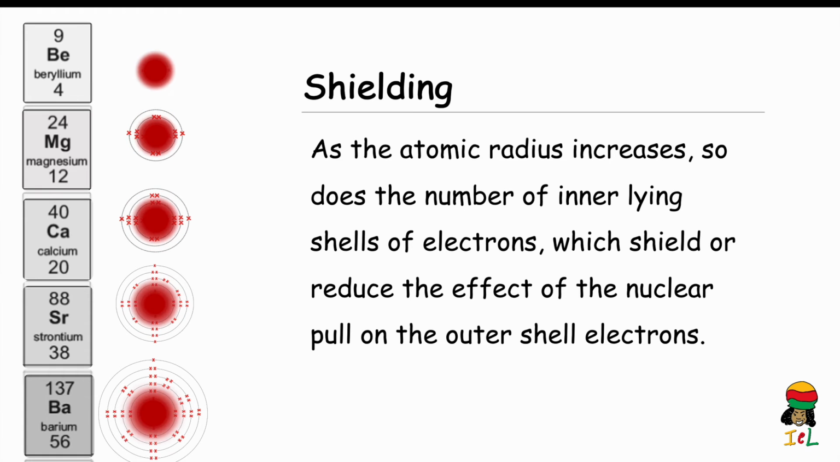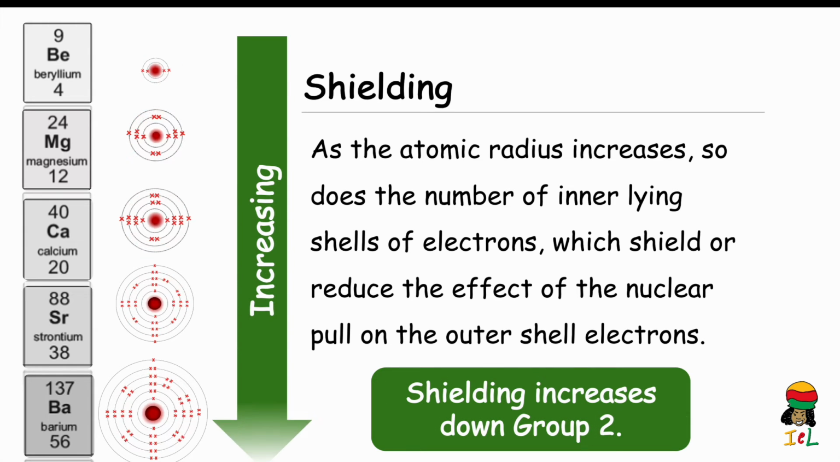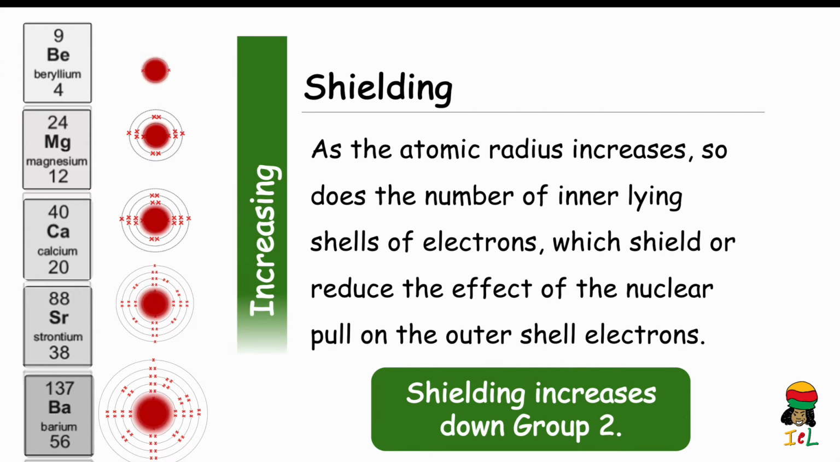As the atomic radius increases down group 2, so does the number of inner lying electron shells. Consequently, the effect of the nuclear pull on the outer electron shells decreases due to an increase in shielding caused by the increased number of inner lying electron shells. Therefore, we can say shielding increases down group 2.